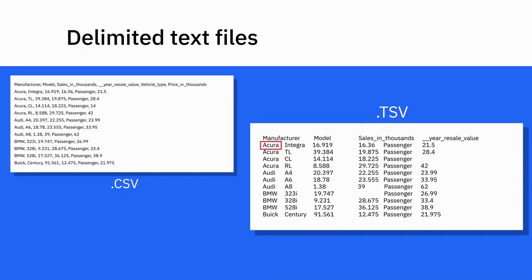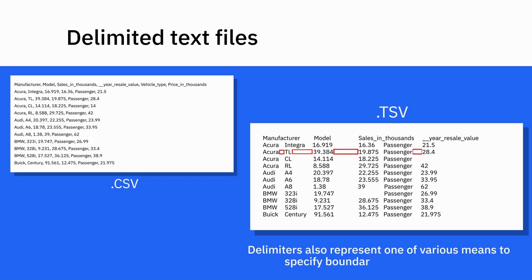Delimited files allow field values of any length and are considered a standard format for providing straightforward information schema. They can be processed by almost all existing applications. Delimiters also represent one of various means to specify boundaries in a data stream.